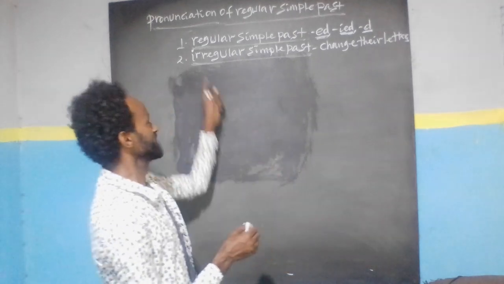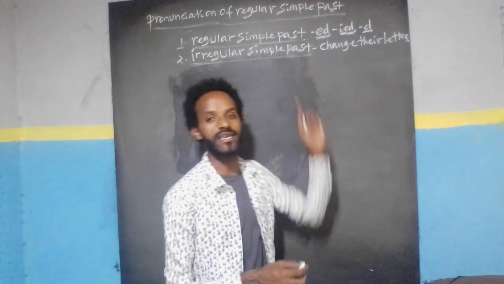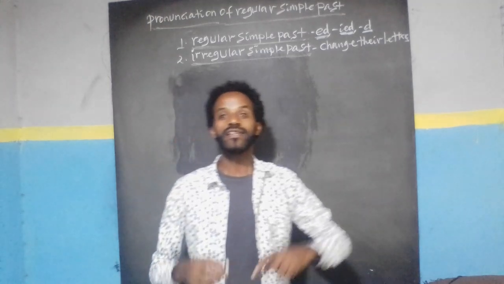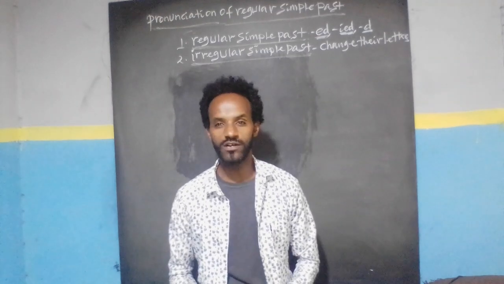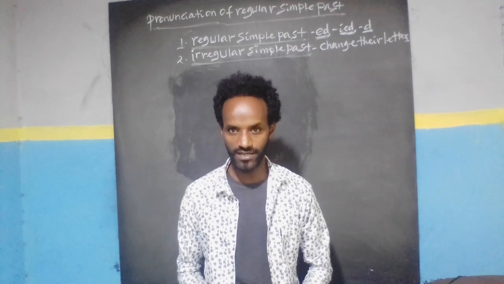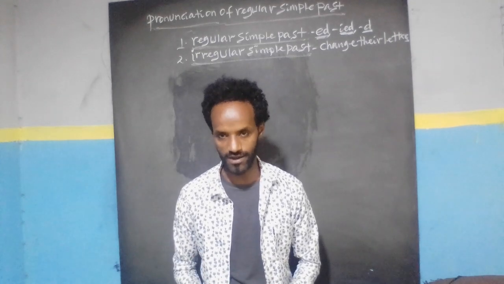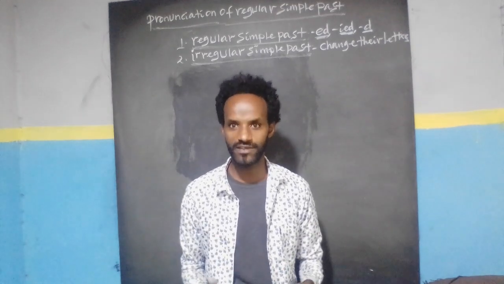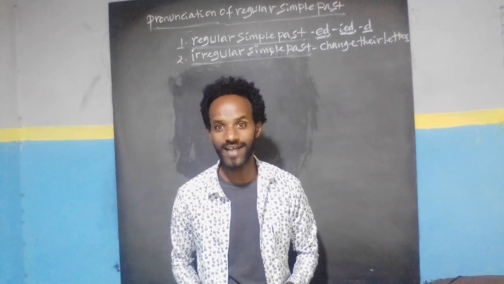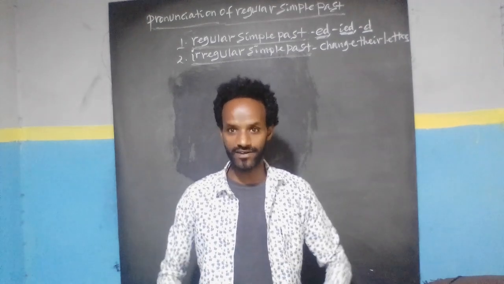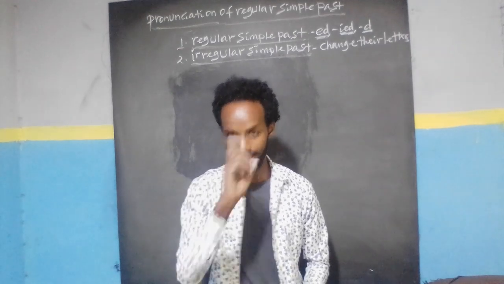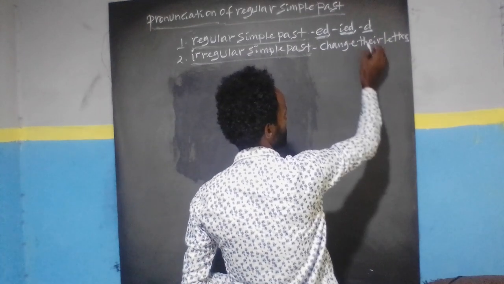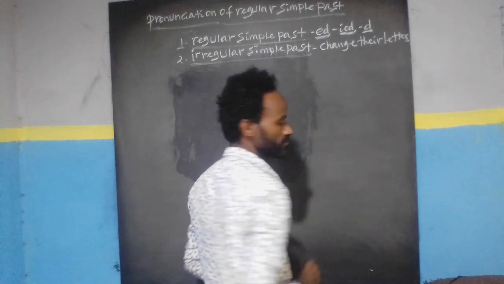Whereas the irregular simple past is another type of simple past verb, and it doesn't follow the rule of ed, ied, or d suffixes. Okay, class. And if its letter form changes, you call that type of simple past an irregular simple past. Better. Now, let me show the difference between IED, D, and ED.